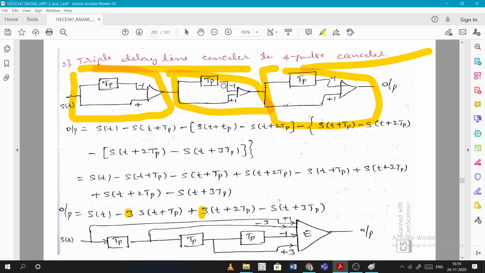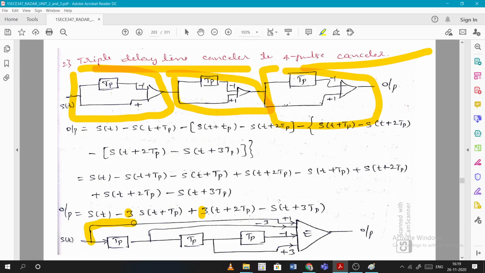Here it is -1 +1 -1 +1 -1 +1, because you need to subtract this minus this, this minus this minus this. That's why this line has a gain of -1, and the line below has a +1. So after solving all this, we got an expression of s of t -3 times this plus 3 times this -1 times this. So basically place an adder here, sigma, that is actually an adder.